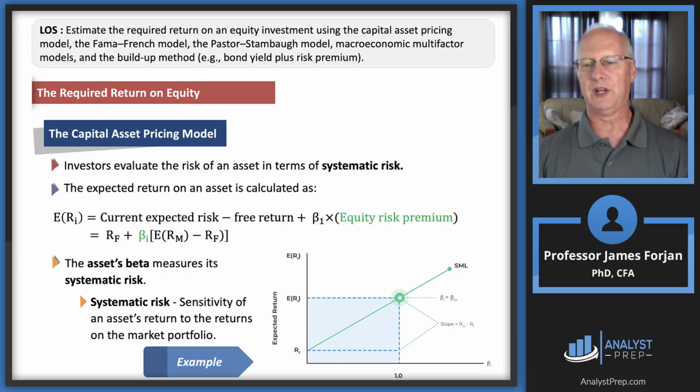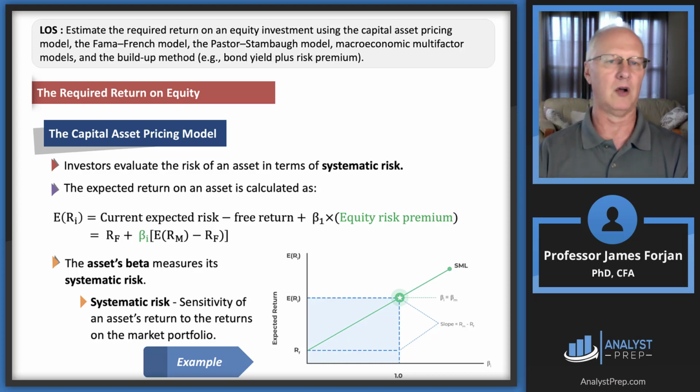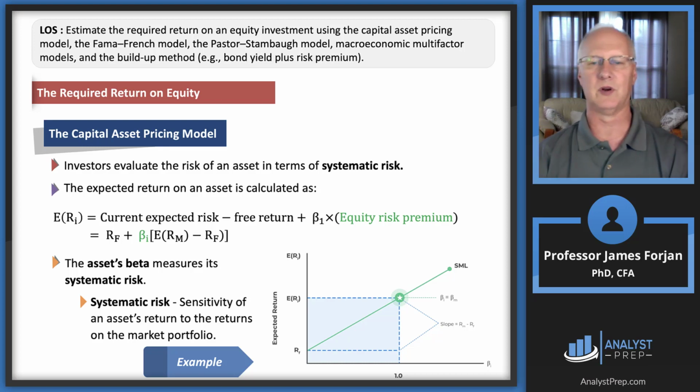Of course, the illustration there is a picture of the security market line, which is a graphical illustration of the capital asset pricing model. Notice beta is over there on the horizontal axis. Return is on the vertical axis. There's the security market line. There's the beta of 1. There's the expected return on the market portfolio, et cetera, et cetera.